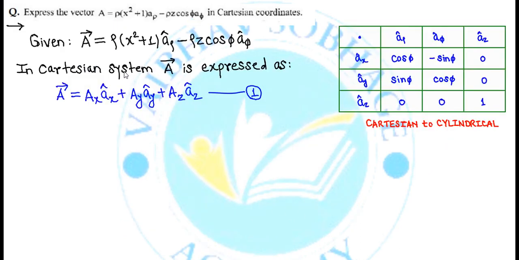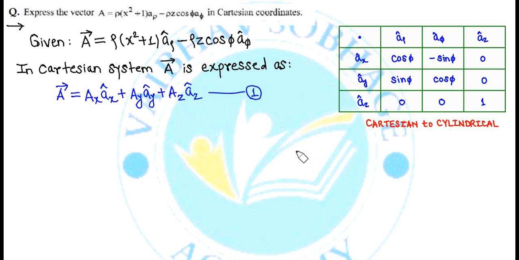Okay, so this is what we are given. We are given vector A, which is expressed in terms of rho (a square plus 1) a rho cap minus rho z cos phi a phi cap. Now, if you want to express this given vector A in terms of the Cartesian system, it can be expressed like this. Your vector A will be Ax cap, Ay cap, Az cap. So these capital Ax, Ay and Az show you what? Magnitudes along x, y and z direction.